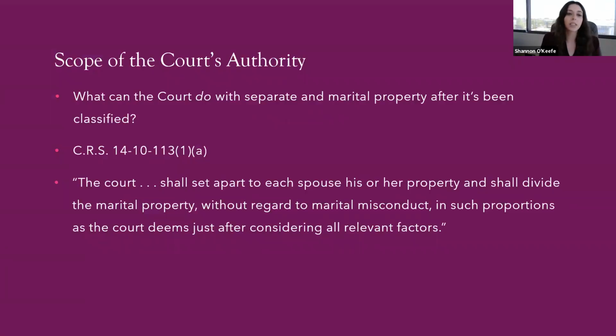Some people might ask, what's the scope of the court's authority with regard to marital and separate property? What exactly can the court do after it's been classified in one bucket or the other? Under CRS, Colorado Revised Statutes 14-10-113, the court shall set apart to each spouse his or her property and shall divide the marital property without regard to marital misconduct in such proportions as the court deems just after considering all relevant factors. So the first underline here refers to separate property. The second and third underline here refer to the court's authority with regard to marital property.